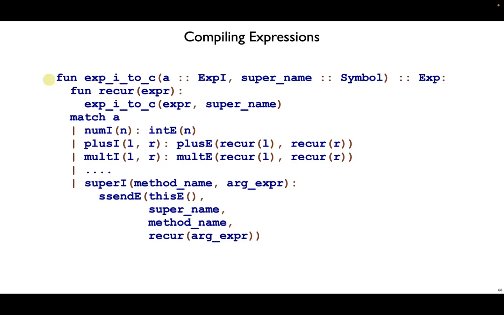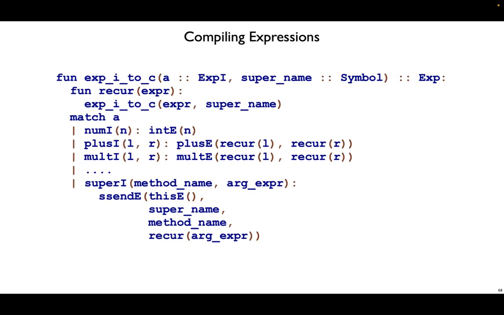Here's the implementation. We start with an expression and then a super name. First, create a wrapper helper again so that we can recur on a sub-expression. And here are a few cases to give the idea of how the compiler works. The interesting one is down here for super I. Just like we saw on the check, we need to create a static send to this object, pass along the super name for the class name, and finally the method name and a translation of the argument expression. That takes care of expression I.